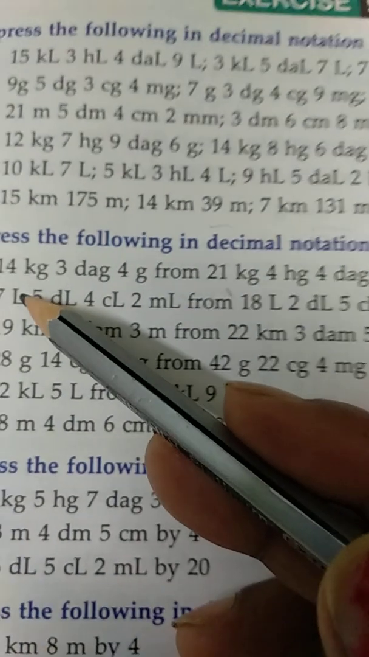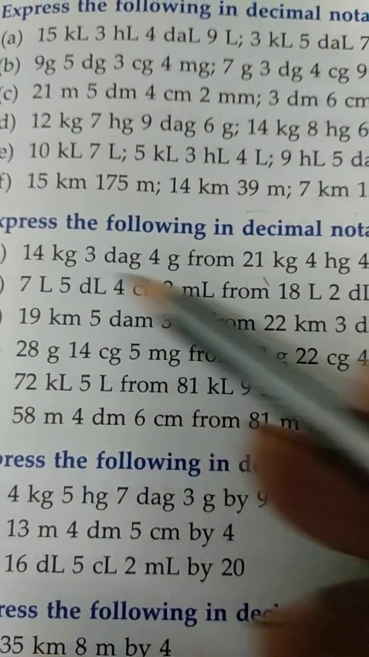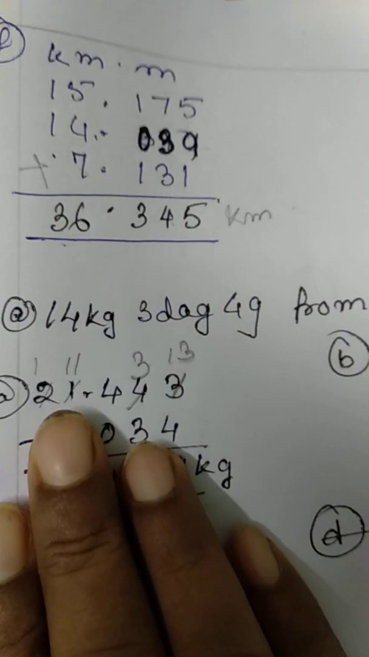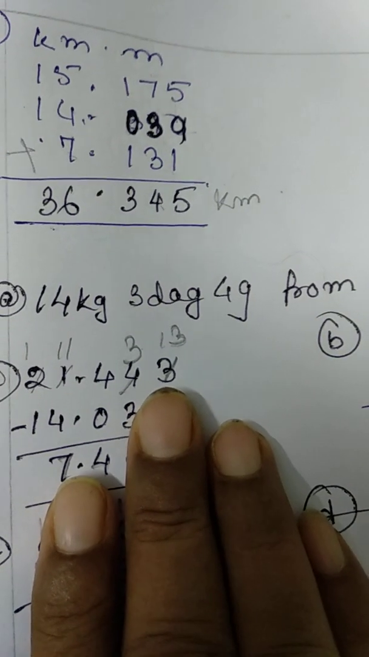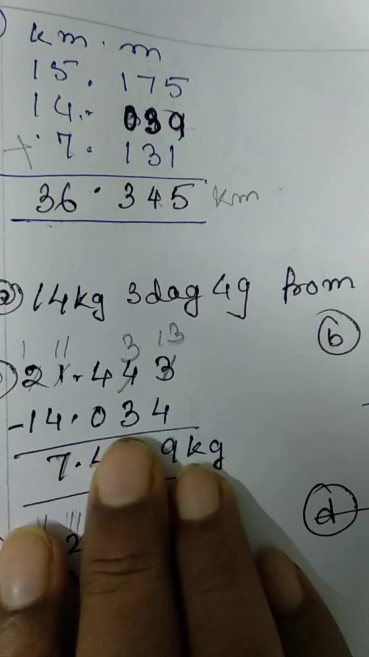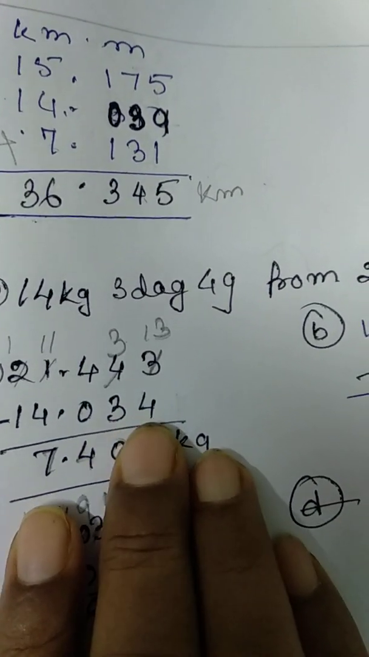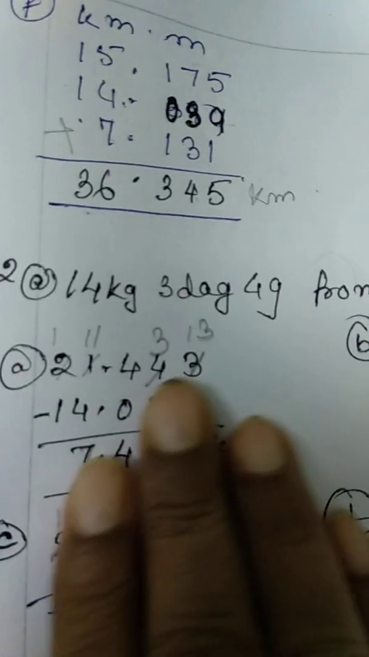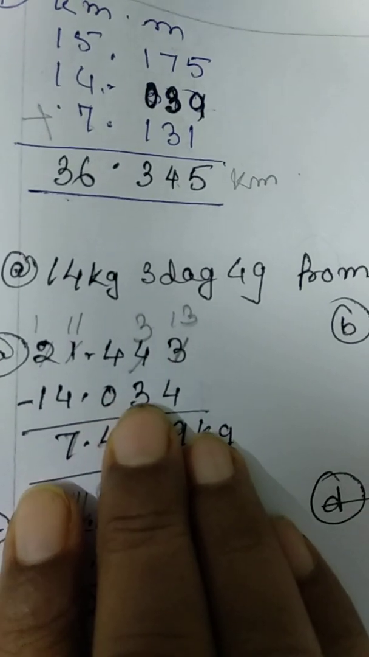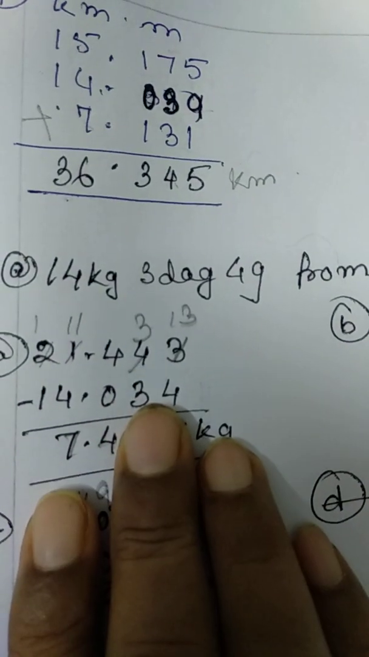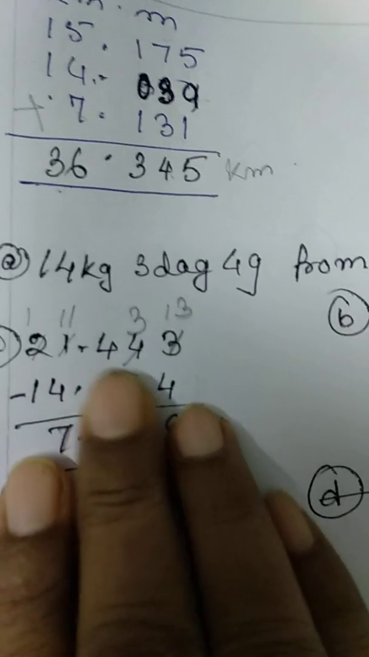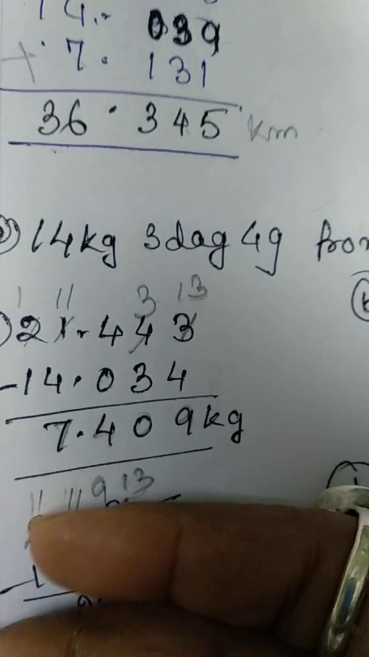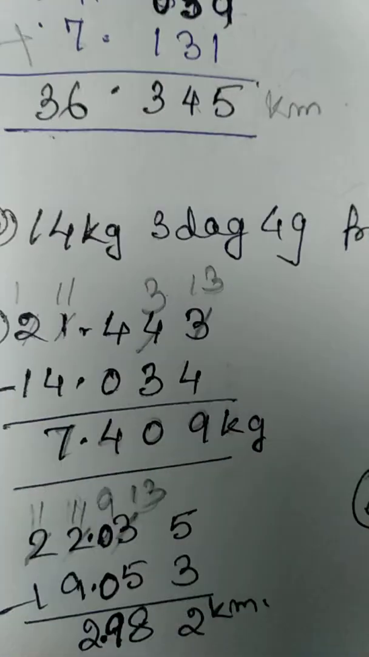21 kg, 14 kg from 21 kg. So how to write the sum? See, 21 kg 443. Now 14 kg 3 DAG and 4 G, but here it is 4 HG. Here I don't have HG, so 3 DAG I am writing under 4 DAG. So HG is empty, there I will put 0. The rest of the subtraction, as you do, you will do it. And it is done here. Next question.